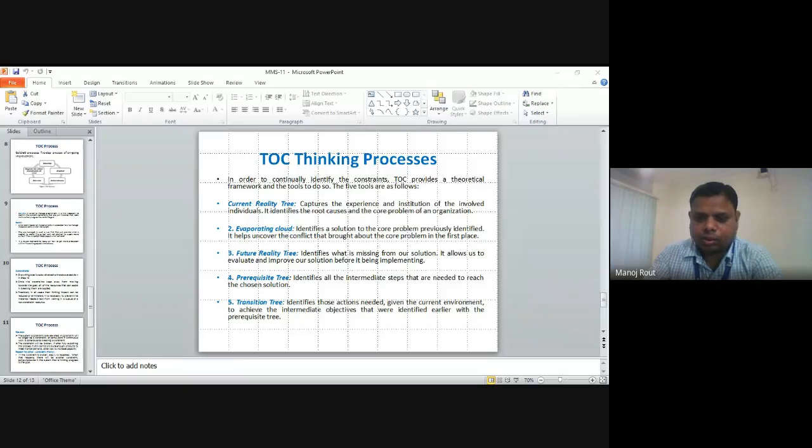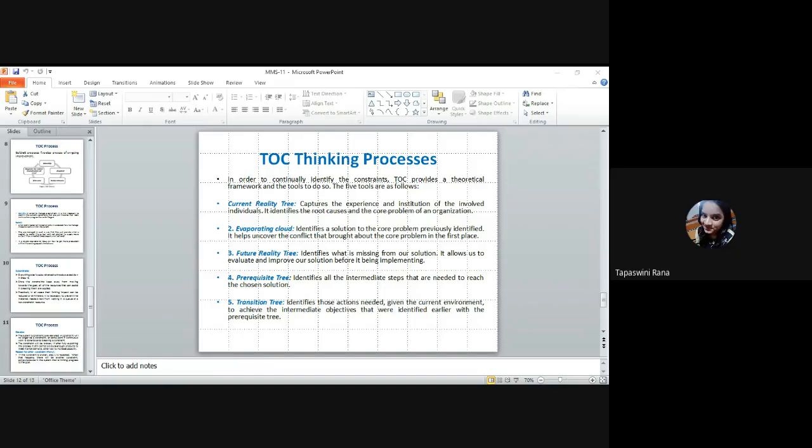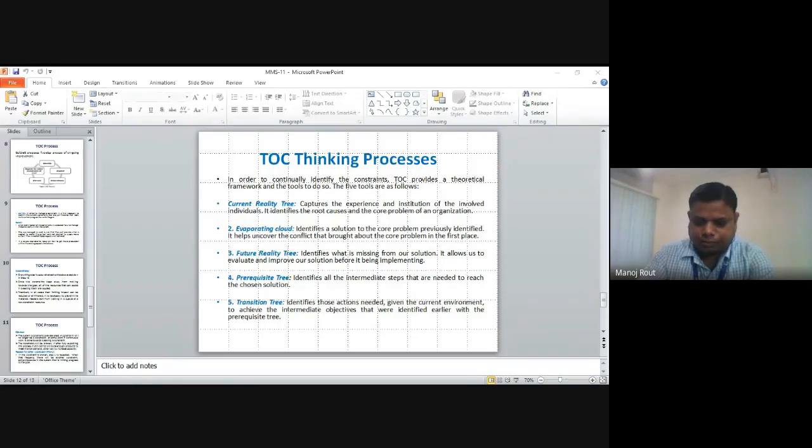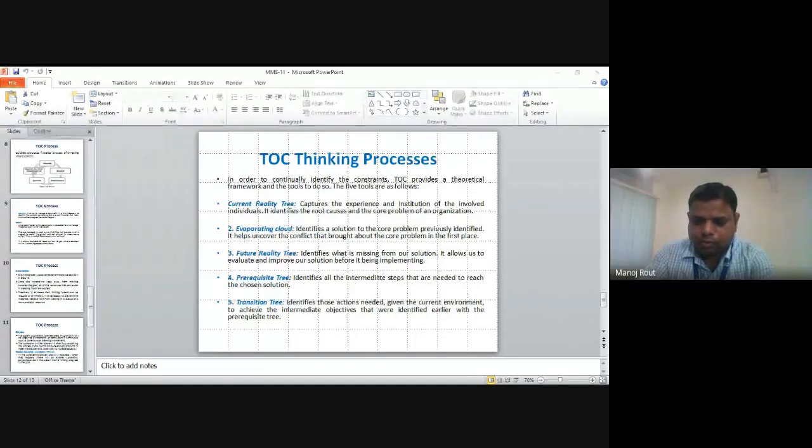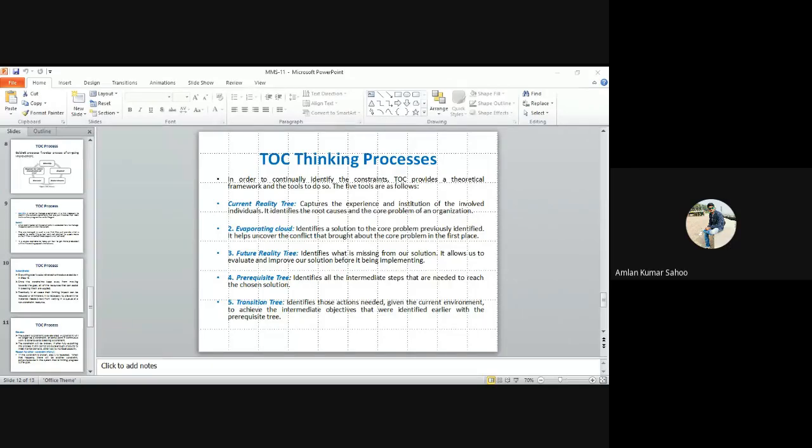So let's discuss some questions. We have already gone through this. So what is manufacturing? Tapasini. Sir, manufacturing is a process of transforming material into goods or any product. Okay. Madhumita, what is manufacturing? It is a process of making goods by hand or machine and selling them to the customer. Okay. Amlan, what is production? Sir, production is nothing but the conversion of raw materials into finished goods, sir, on a large scale. On a large scale.